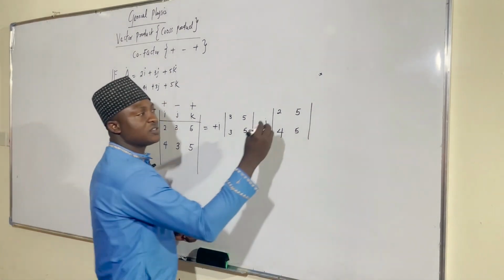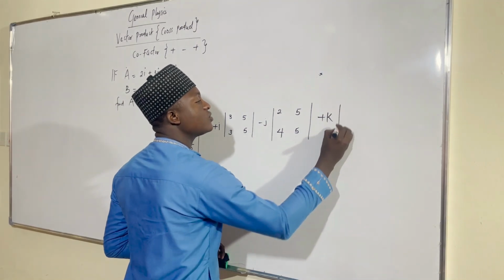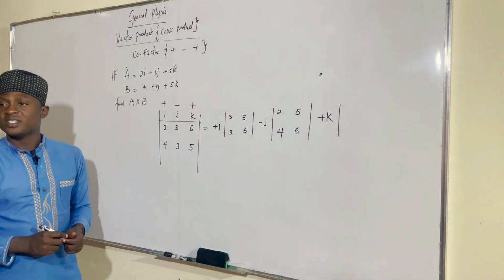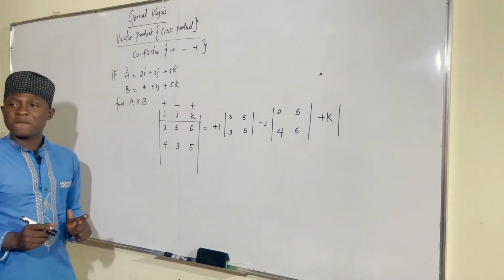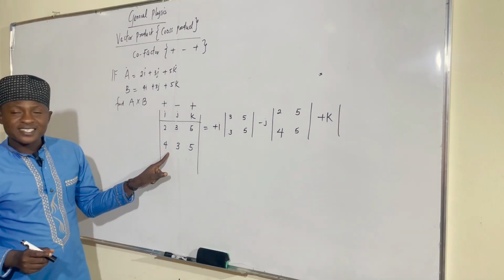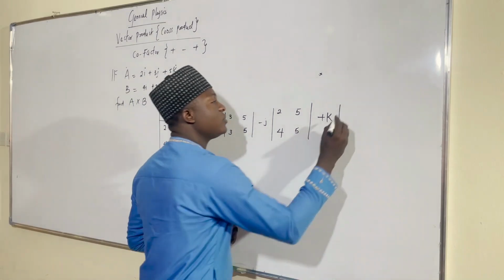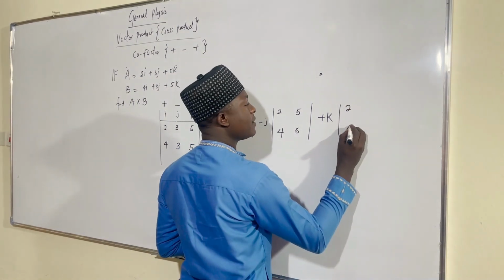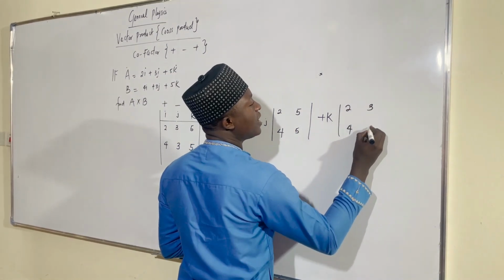Wow. So can you try the last one for me? How are you going to take the last one, since I'm under K now? Can you try that one? Yeah. So that means we take 2, 4 and 3, 3. Good. So that means that we have 2, 4. Then we have 3 and 3.